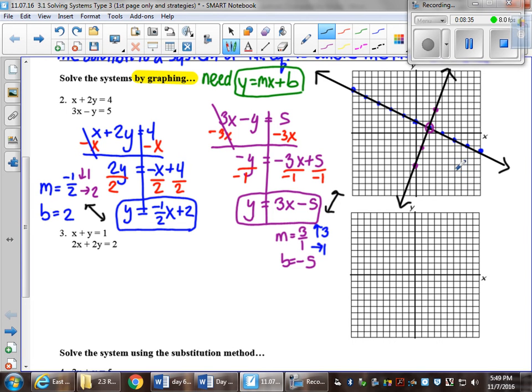My solution is where? So to count x comma y, right? X comma y, we count left and right first. So starting at the origin, I go right 2, which is a positive 2, and up 1, which is a positive 1. So my solution is 2, comma 1.